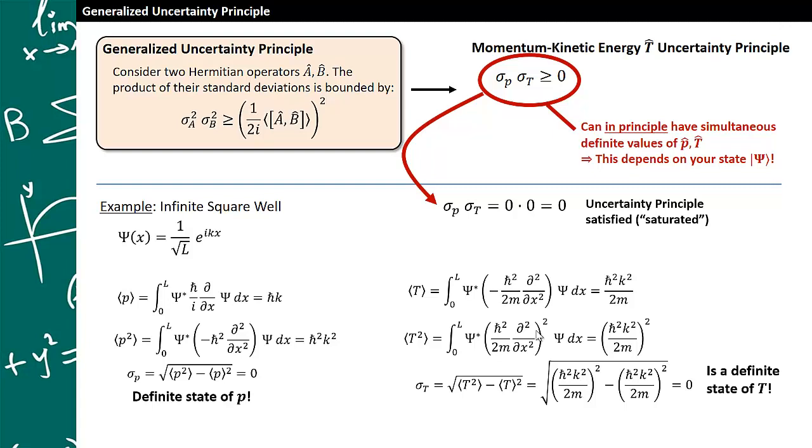Okay, this was an example of how to apply the generalized uncertainty principle to momentum and kinetic energy operators, so to operators that are different than the usual position and momentum operators that we think of with the uncertainty principle.